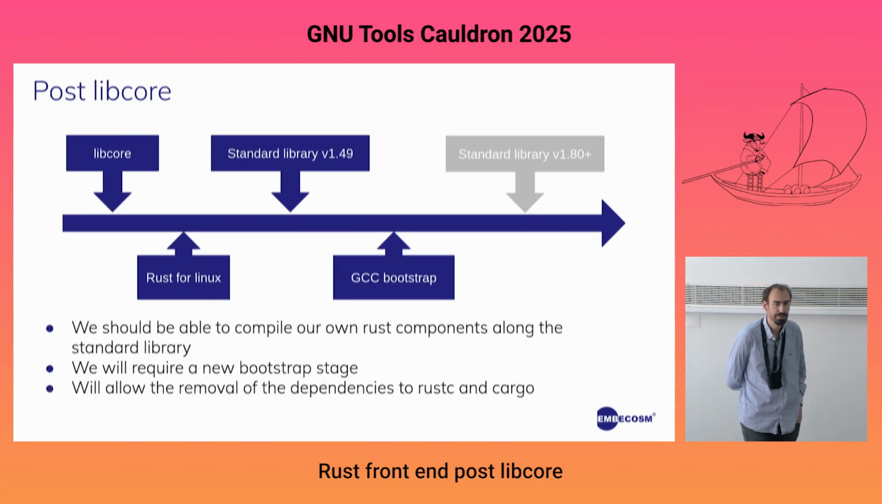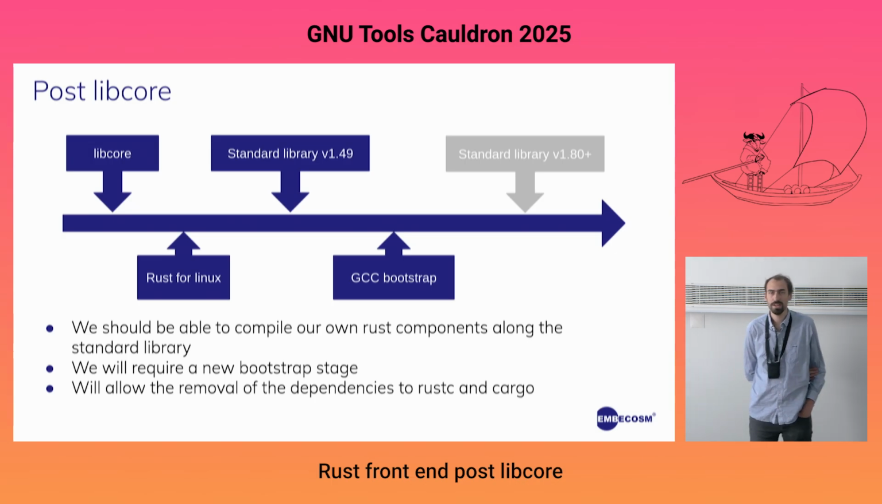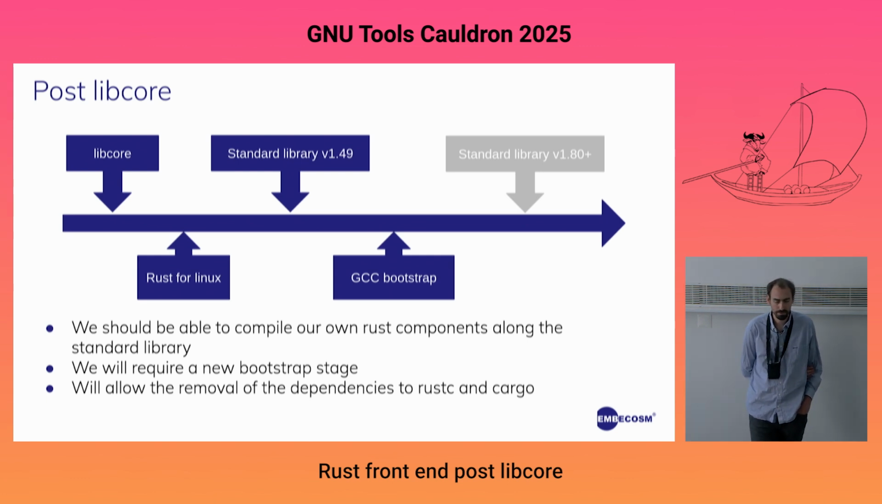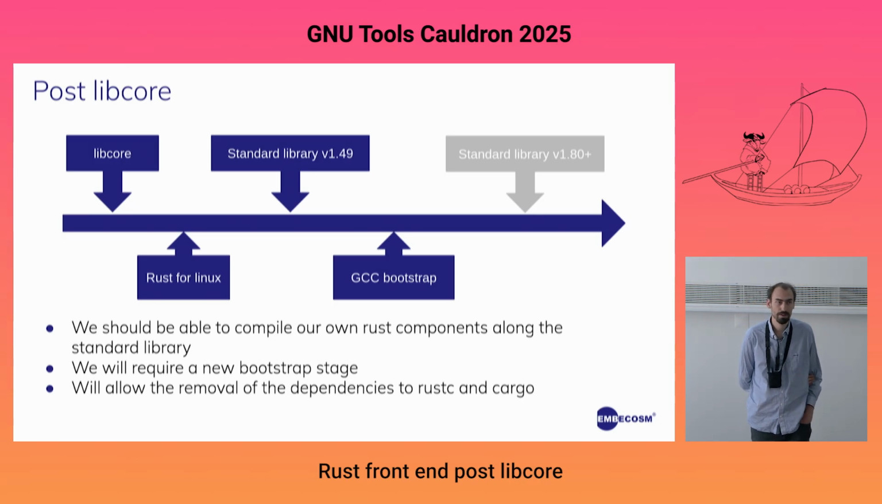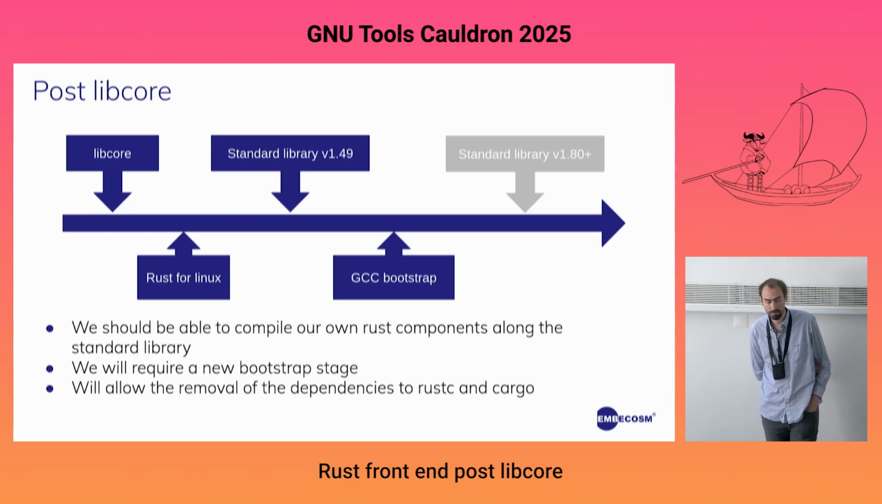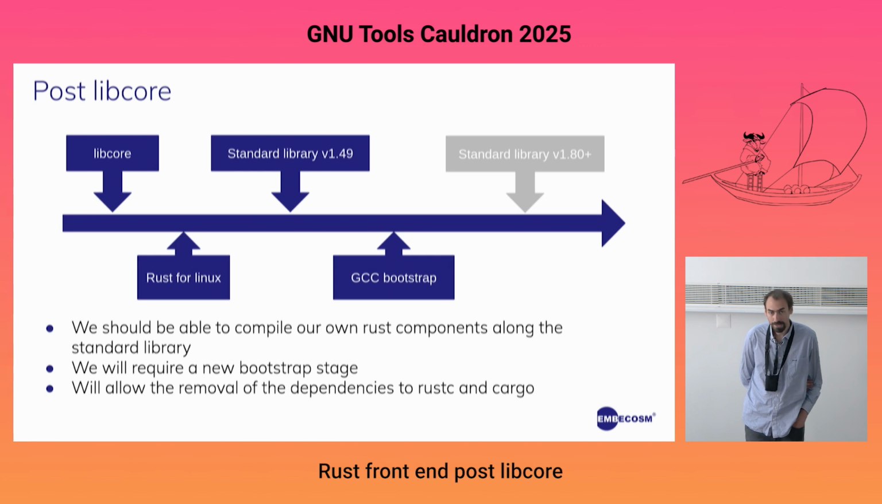I've had some questions about the GCC bootstrap. Basically, in GCC, we introduced last year a dependency on rustc and cargo, and everyone disliked that, and we dislike that too, and we would like to remove that. But we've got some Rust components to compile. If we want to compile those Rust components, we need to compile their dependencies, and their dependencies are obviously the standard library as well as the core library, because the standard library relies on the core library. And when the standard library version 1.49 is complete, we'll be able to compile our own components.